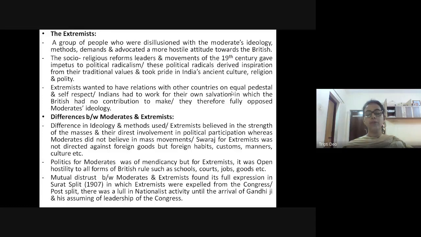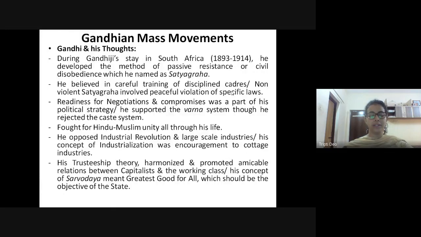National movement ek alag daur pakad liya, ek alag speed pakad li when Gandhi came from South Africa to India and he assumed the leadership of Congress in 1914. So this is broadly about the moderates, extremists, and the differences between moderates and extremists.